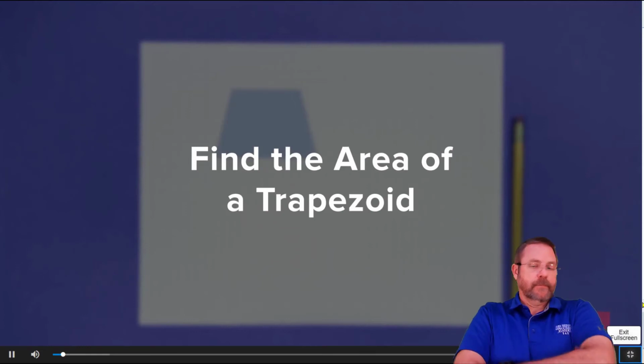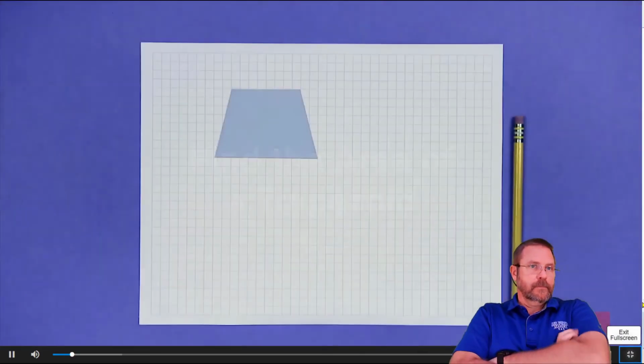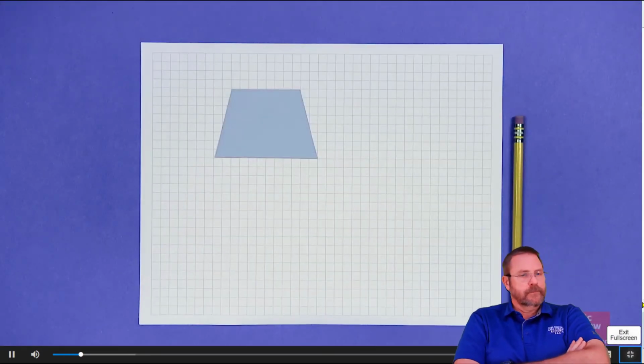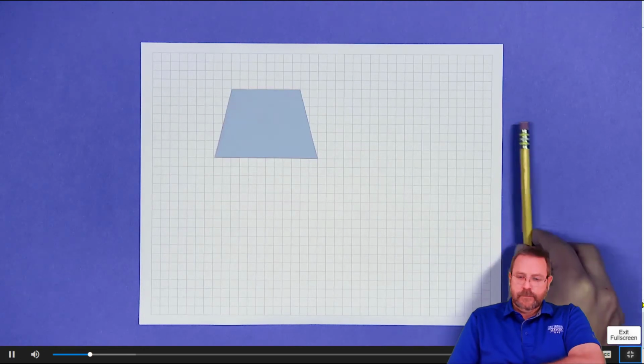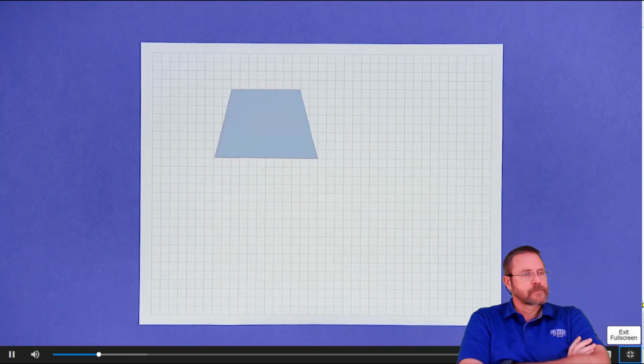Find the area of a trapezoid. A parallelogram can be used to find the area of a trapezoid. Trace the trapezoid on the grid paper.